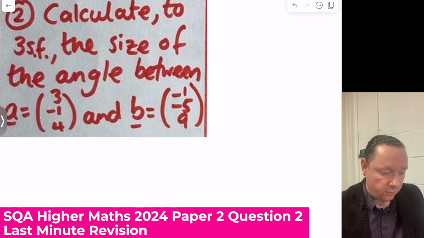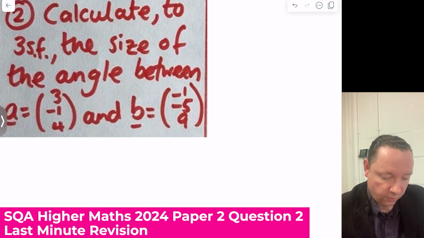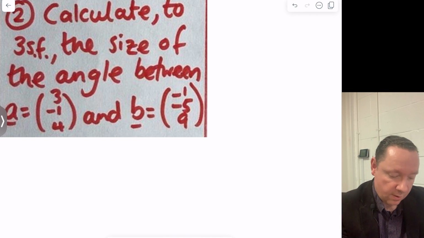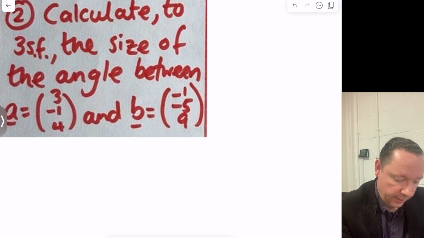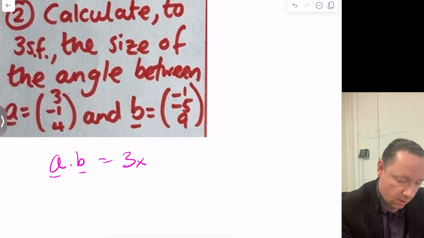Paper 2, question 2 for the last minute. Calculate, to 3 significant figures, the size of the angle in between these two vectors. So from the start of the exam paper, you've got a dot b, and you've got 2 versions of it. So I'll do the first version first. You times the numbers together, so 3 times minus 1, plus minus 1 times minus 5, plus 4 times 9.